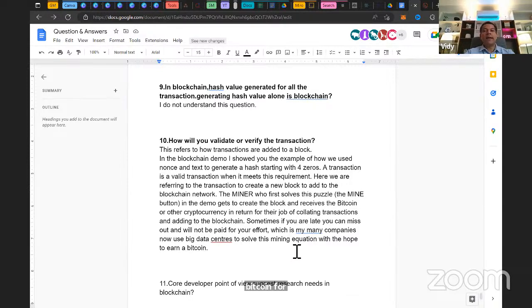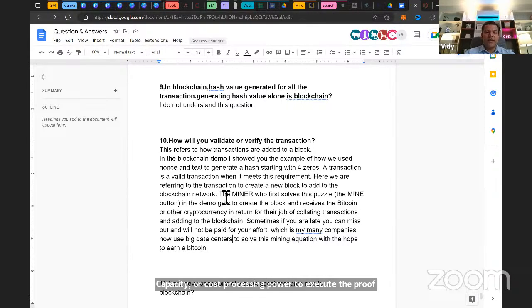But that process becomes so complicated now that you and me, just with our computers, cannot do it. They do not have enough capacity or processing power to execute the proof of work, or basically to find that hash, that four zeros, to find that nonce. So big companies now use big data centers to solve this equation, and this has created a lot of issues among environmentalists because they think that it is too much waste of resources, which in fact it is.